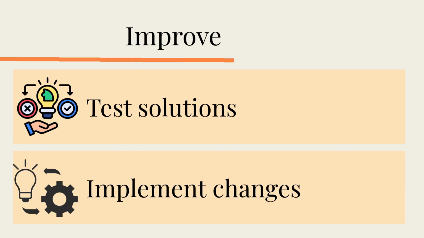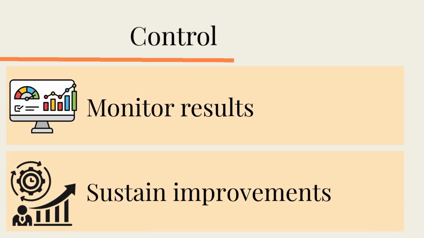In Improve, we test and implement solutions. The goal is to fix the root cause and improve the process in a meaningful way. And finally, control is how we make sure the improvement actually sticks. We monitor results, standardize the process, and reinforce changes over time.